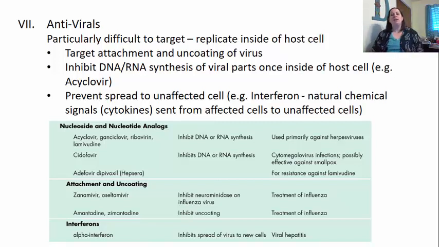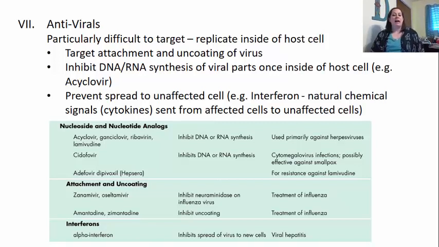Right? So when we look here at these antivirals, there's lots of different examples. The first ones up here are the nucleoside or nucleotide analogs. These are going to target the DNA and RNA synthesis. And again, acyclovir is one of the main ones that are prescribed. This will inhibit DNA and RNA synthesis, and it's primarily used for the herpes viruses. All right, and again, there are some other examples as well.